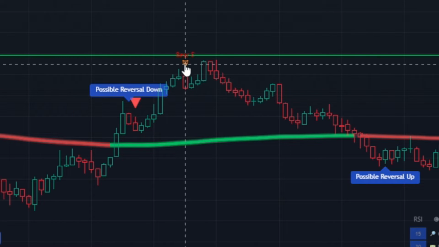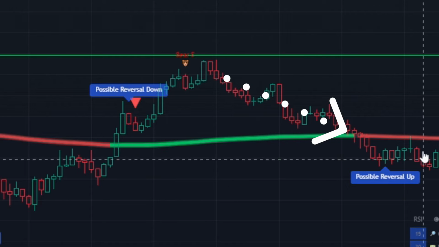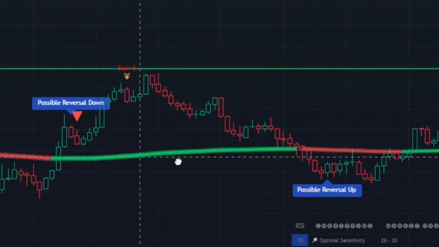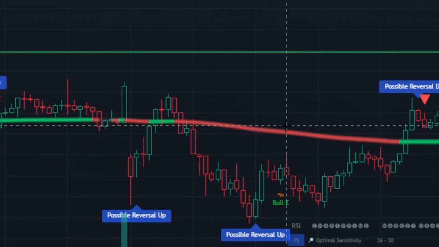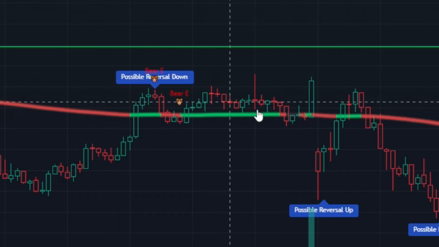So again, these two were pretty close to each other, and then you get another nice little drop back down. Again, possible reversal up. Over the next 20 to 30 minutes, we do get another bounce. And so you can see how accurate these are when you're just combining them with each other. Again, possible reversal down. Over the next couple minutes, we got mostly bear action.